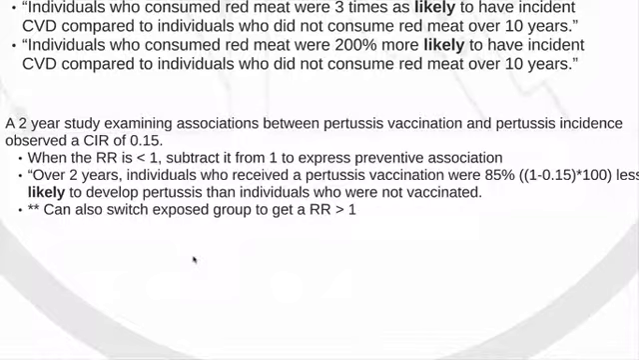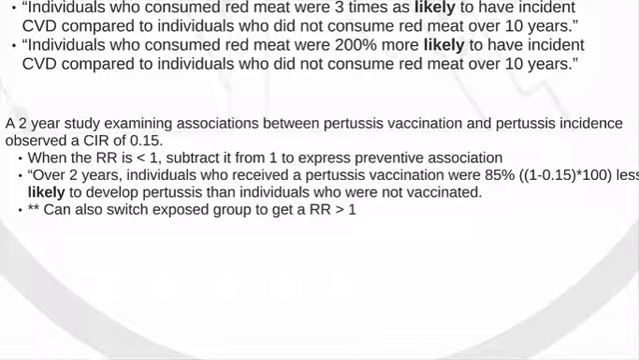Now, the tricky part, not even that tricky, comes up when all of a sudden we have relative risks, either cumulative incidence ratios or incidence rate ratios, that are less than 1. That sort of freaks people out. Say we did a 2-year study examining associations between pertussis vaccination and pertussis incidence. This is what I was talking about before when you're examining the outcomes of exposure to a vaccine. And you observed a cumulative incidence ratio or a rate ratio of 0.15. It's less than 1. I can't do my minus 1 times 100 thing.